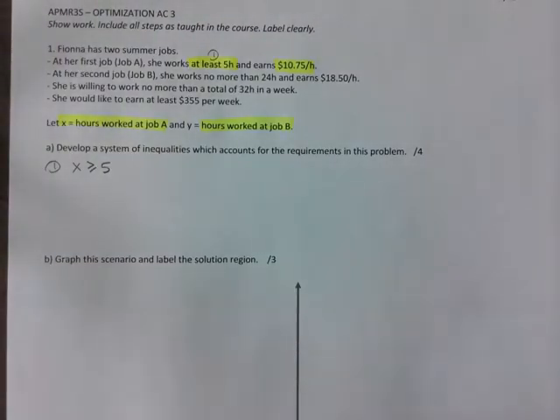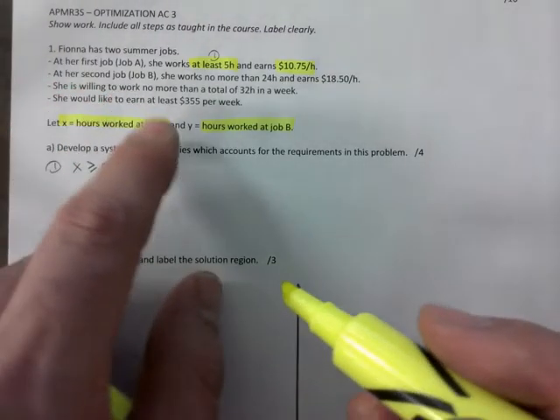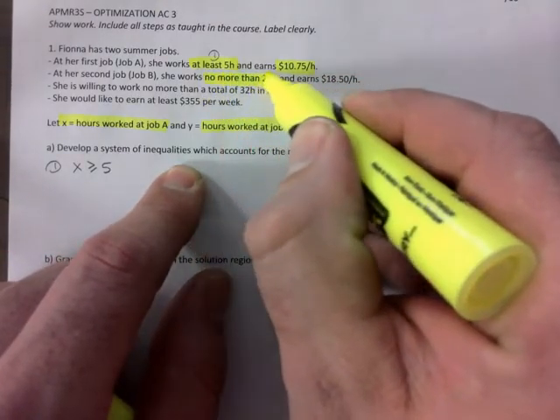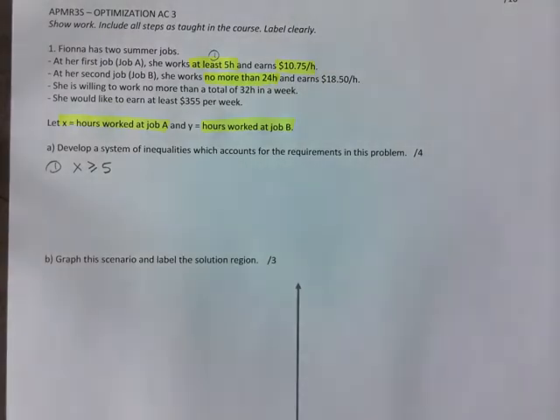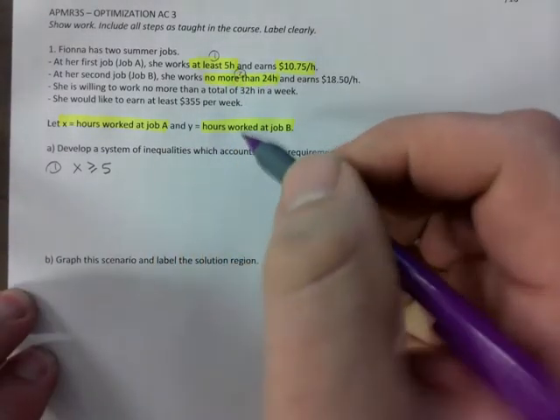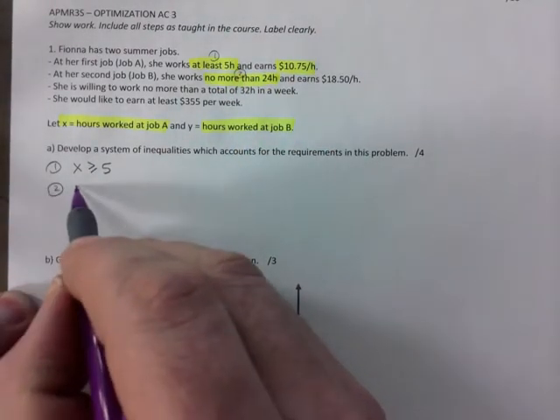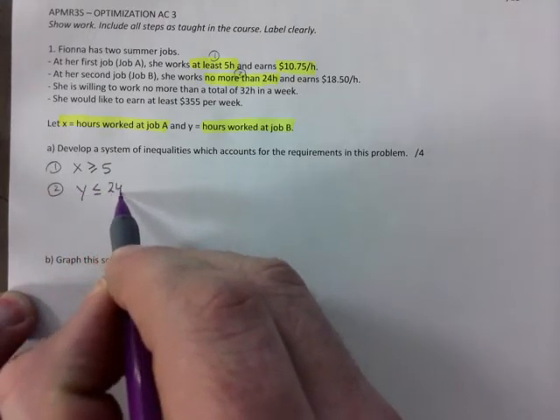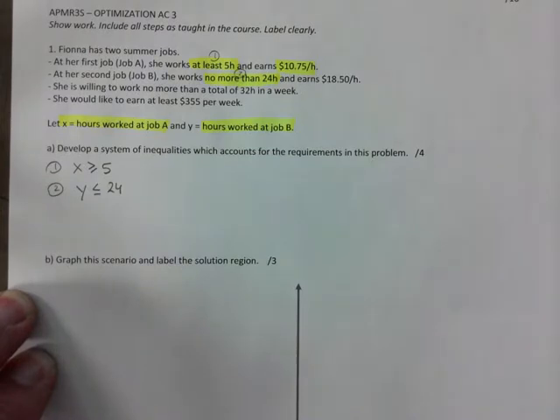Okay. And then next we have the second job. She works no more than 24 hours. No more than 24 hours. Okay, so it could be 1, 2, 3, 4, 5, right? But no more than 24. There's an inequality there. That's the second one. And so the second inequality is y has to be less than or equal to 24. As long as you're not over it, you're okay. So you could be exactly at 24.